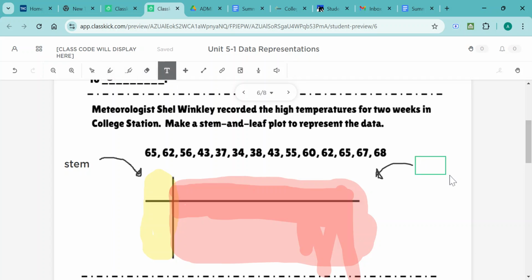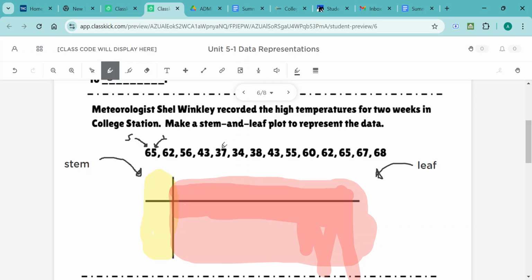Now, if we remember, our leaf represents the last digit in our number, and the stem represents the first digits in our number. So basically what a stem and leaf plot does is it takes a number like 65 and breaks it up. The first digit goes into the stem, S for stem. The second digit goes into the leaf. Okay. Now, the best way to do this is to organize our numbers from least to greatest.